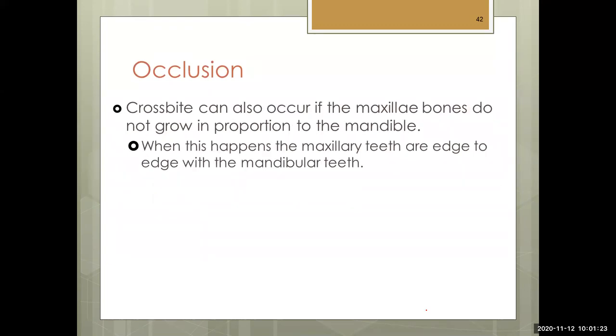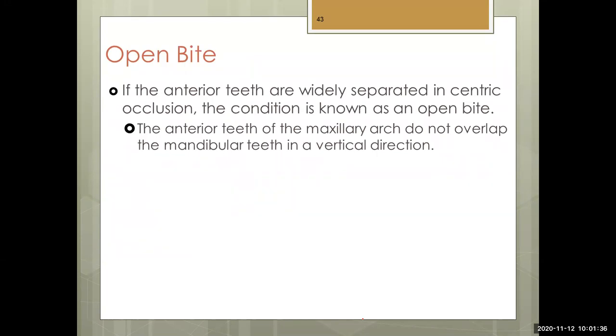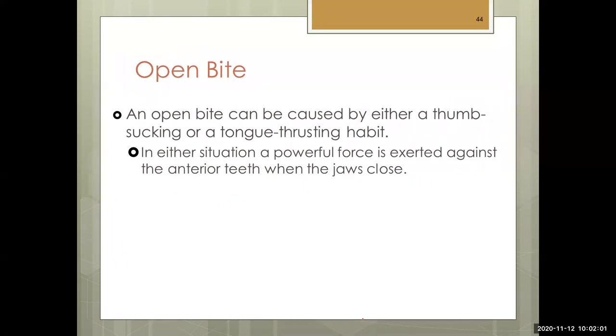Crossbite can also occur if the maxillary bones don't grow in proportion to the mandible. And when this happens, the maxillary teeth are usually edge to edge. Okay, it's not a true crossbite, but they could be edge to edge. If the anterior teeth are widely separated in centric occlusion, the condition is known as an open bite. Remember that tongue thruster. The anterior teeth of the maxillary arch do not overlap the mandibular anterior teeth in a vertical direction, an open bite. An open bite can be caused by thumb sucking or tongue thrusting or another habit, because our tongue and our lips are very powerful.